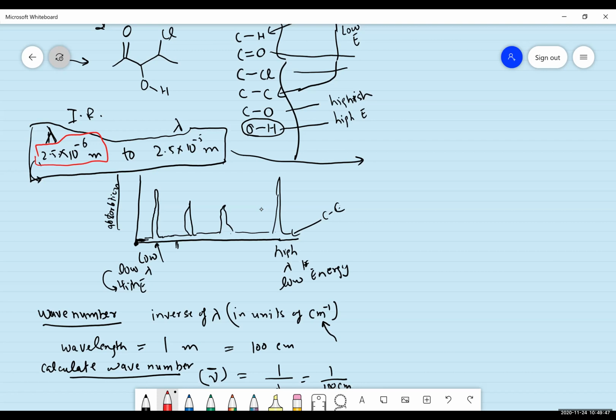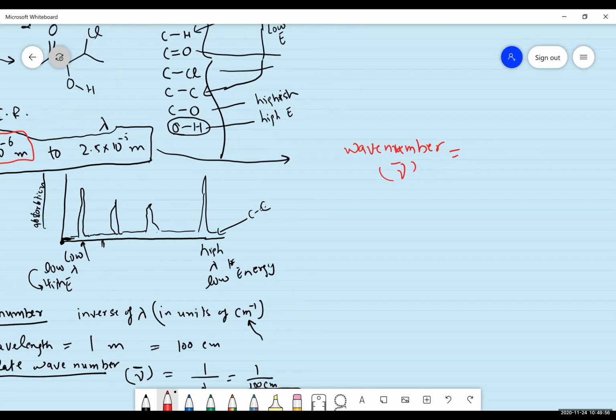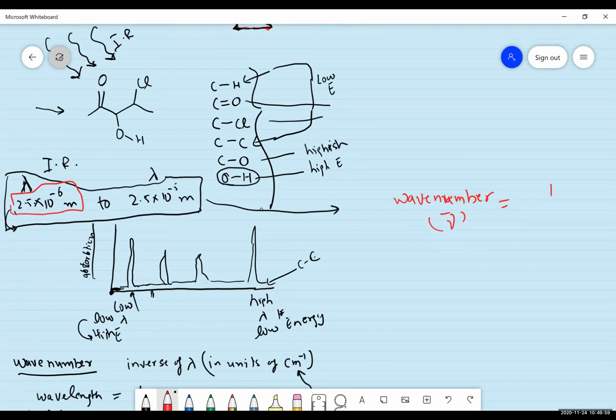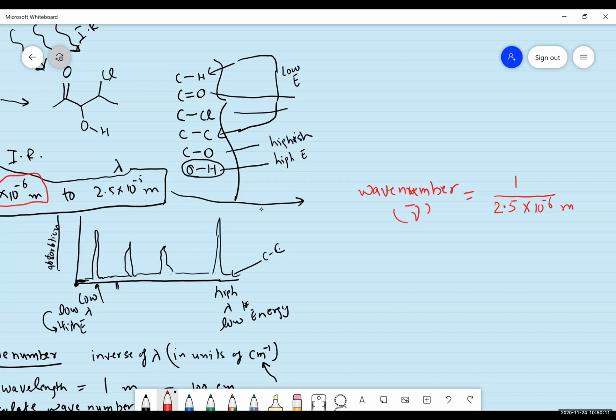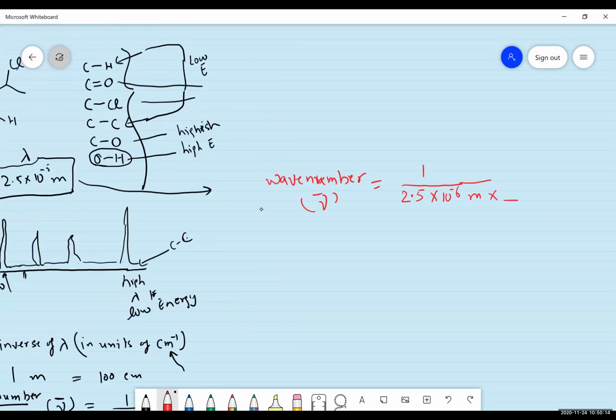So wave number for this one will be equal to 1 divided by 2.5 times 10 to the negative 6. Now it's in meters. We need to convert that into centimeters, right? So we'll use the conversion factor 1 meter equals 100 centimeter. That's the conversion factor between meters and centimeters. So meters and meters cancel, and we have units of centimeter inverse.